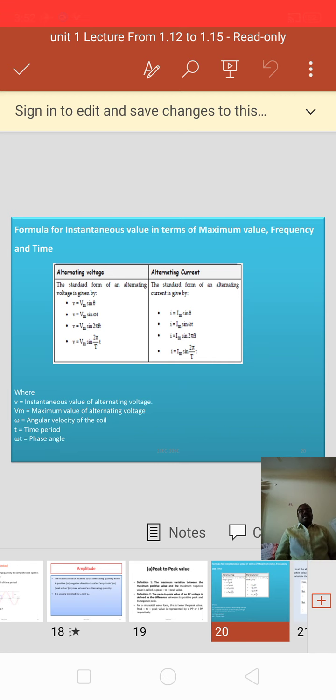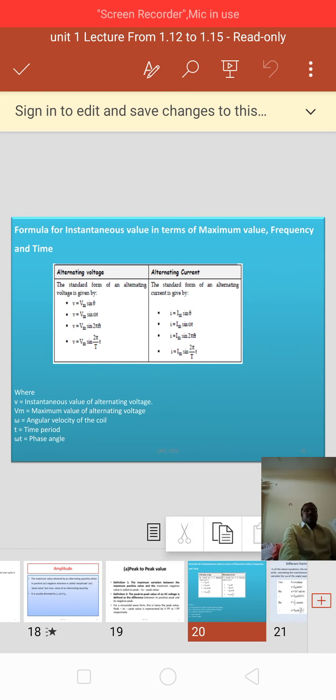Abbreviations regarding alternating voltage and alternating current: V equal to instantaneous value of alternating voltage, I equal to instantaneous value of alternating current, Vm equal to maximum value of alternating voltage, Im equal to maximum value of alternating current, capital T equal to time period, small f equal to frequency, small t equal to time taken for alternating voltage or alternating current, omega equal to angular velocity, which can be represented in terms of frequency and time period as 2 pi f or 2 pi by T.